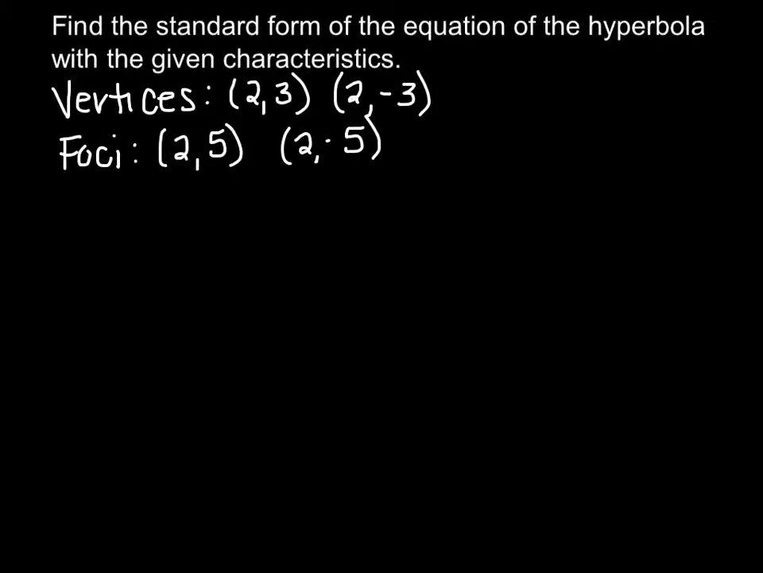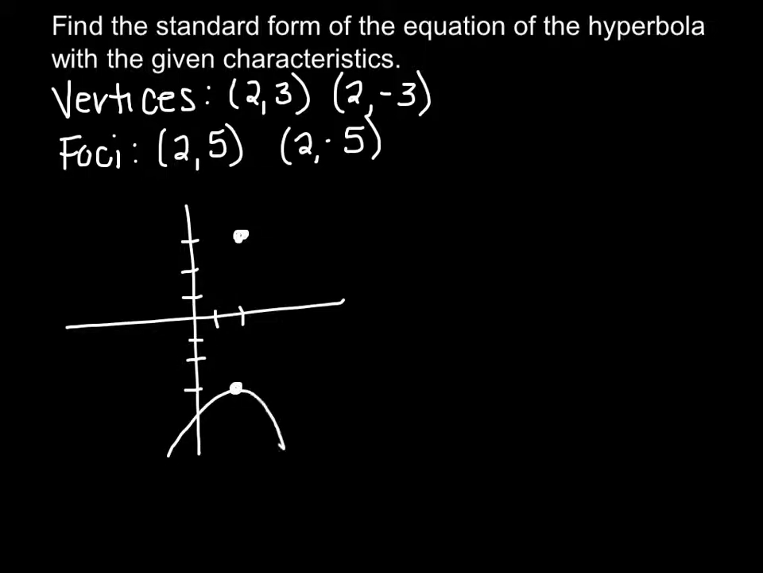Find the standard form of the equation of the hyperbola with the given characteristics. So let's go ahead and draw some of this out to help us. Vertices are at (2, 3) and (2, -3). So what this is saying is that my hyperbola has to go like this.